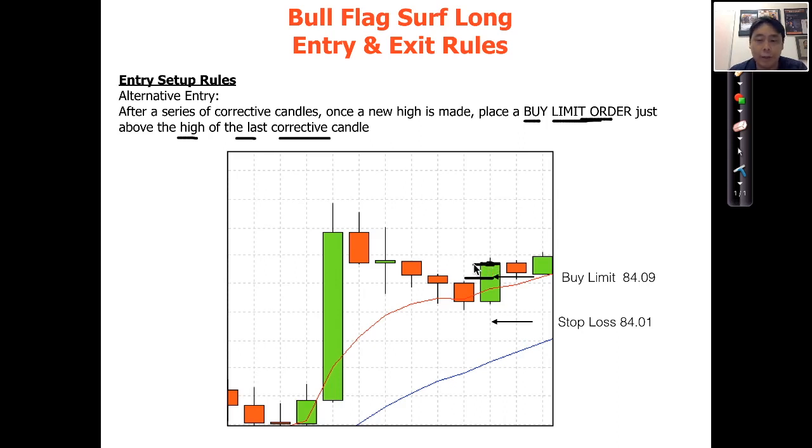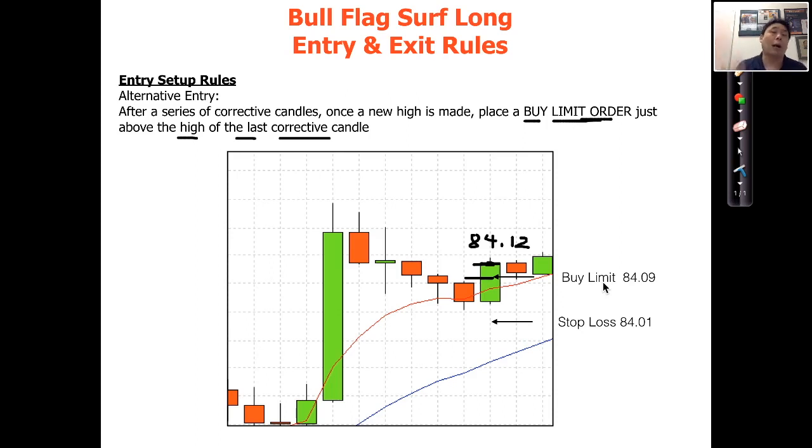Like this could be 84.12. So my order will only be triggered if the price comes back down slightly to 84.09, triggers my buy order and gets me in. All right, so this is another way to enter the trade. In other words, the price has already moved above your entry price, you place a buy limit order, and hopefully it comes back down to fill your buy limit order and continue going up.